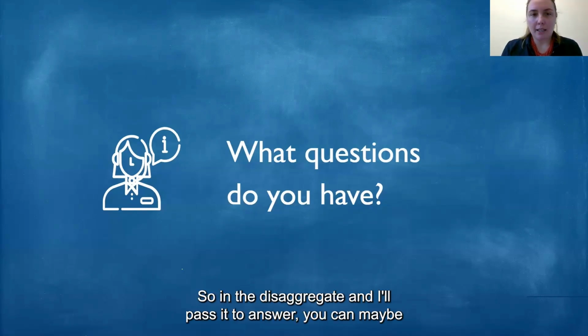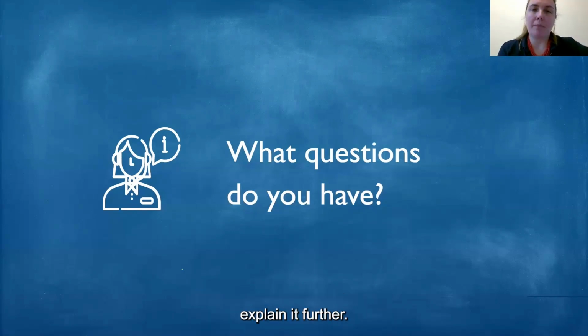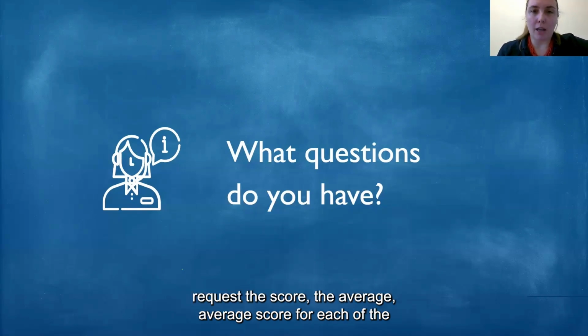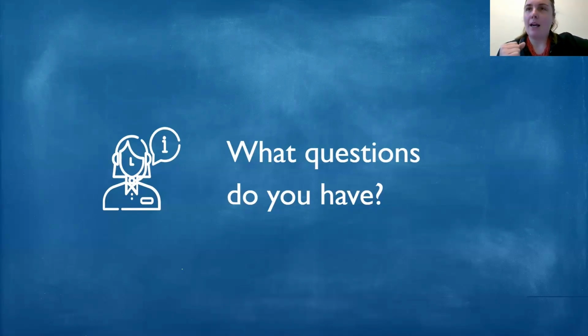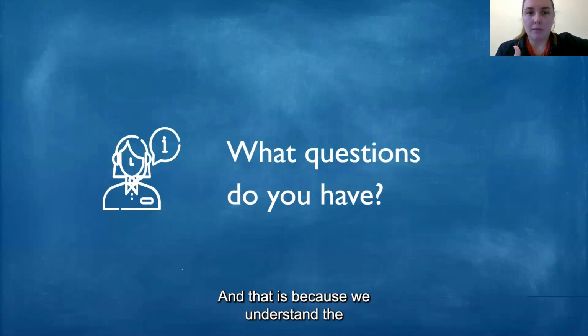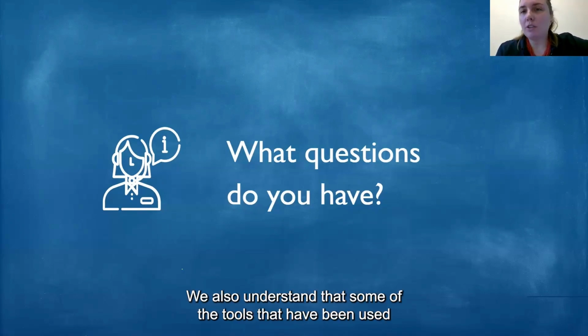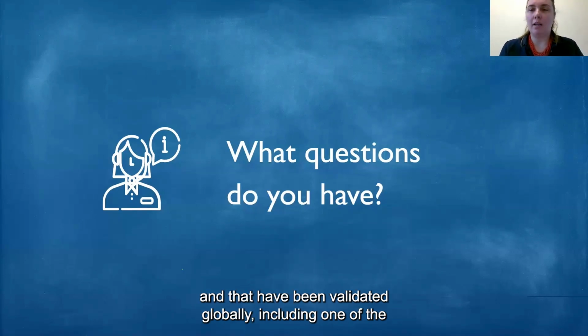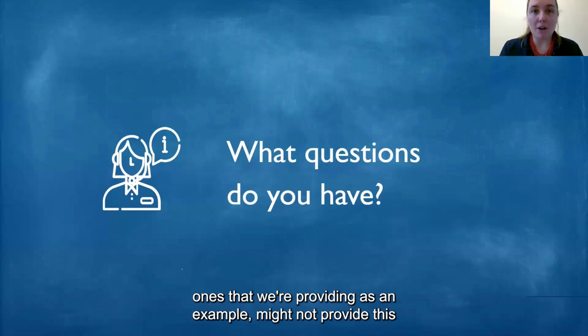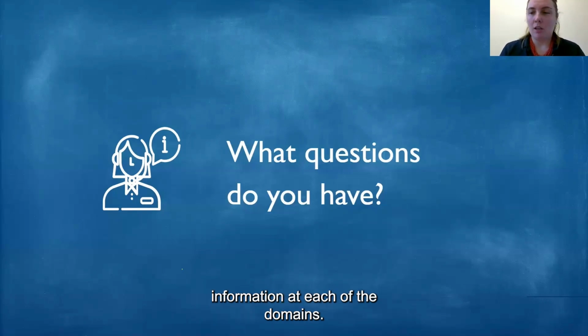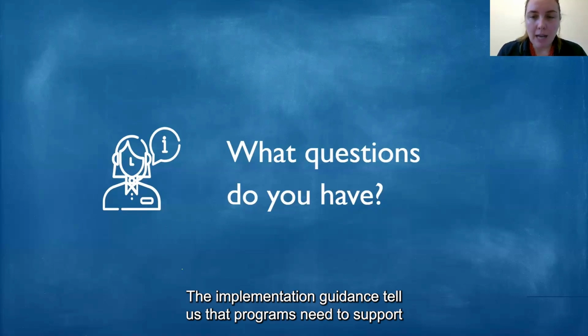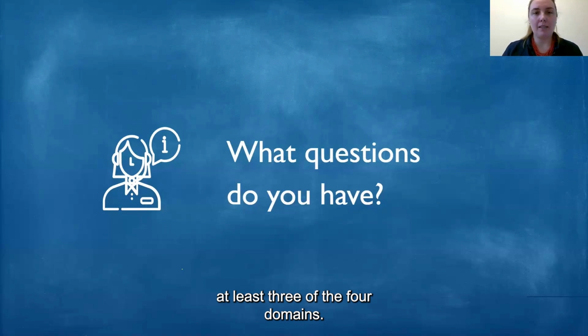So in the disaggregate, and I'll pass it to Anne, you can maybe explain it further, but in the disaggregate table, we do request the score, the average score for each of the domains. And that is because we understand the importance of having that information for programmatic purposes. We also understand that some of the tools that have been used and that have been validated globally, including one of the ones that we're providing as an example, might not provide this information at each of the domains. The implementation guidance tell us that programs need to support at least 3 of the 4 domains.